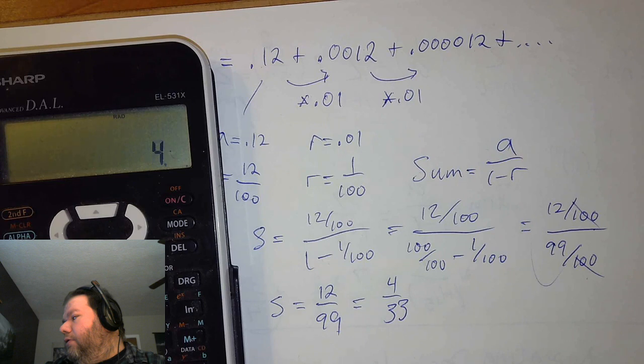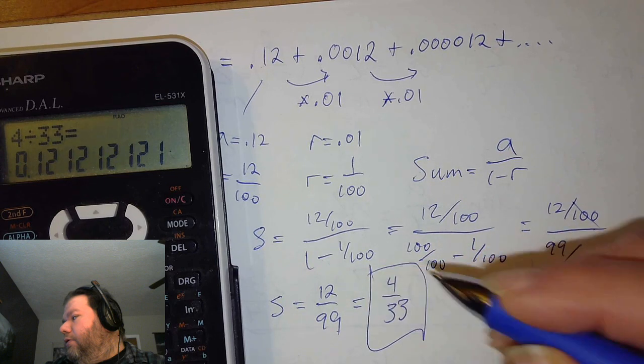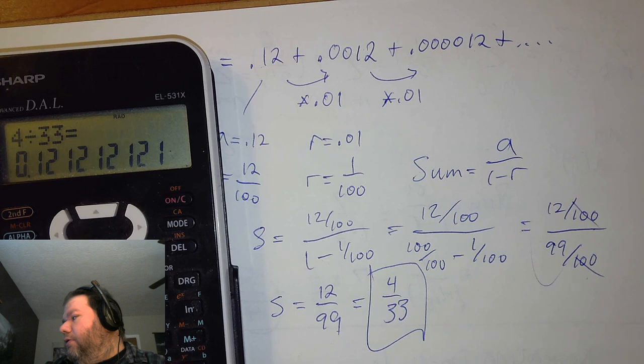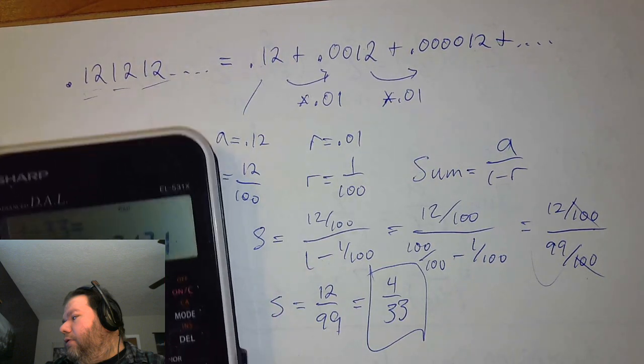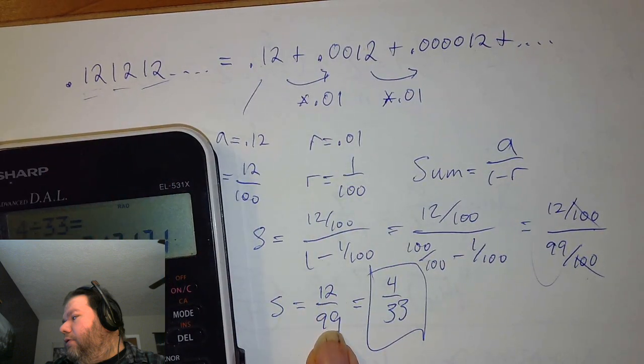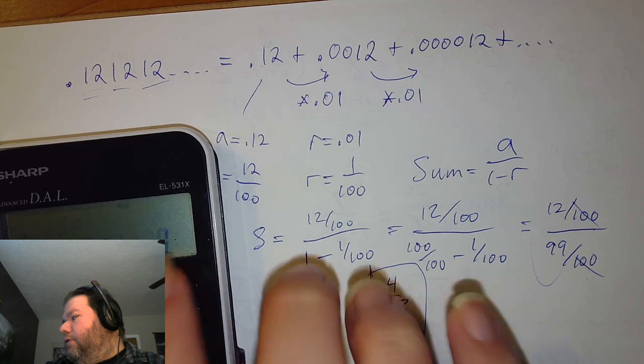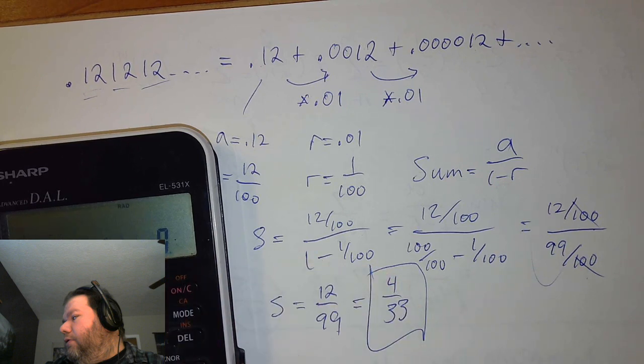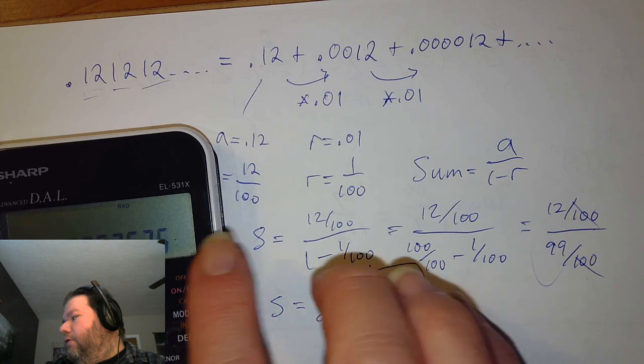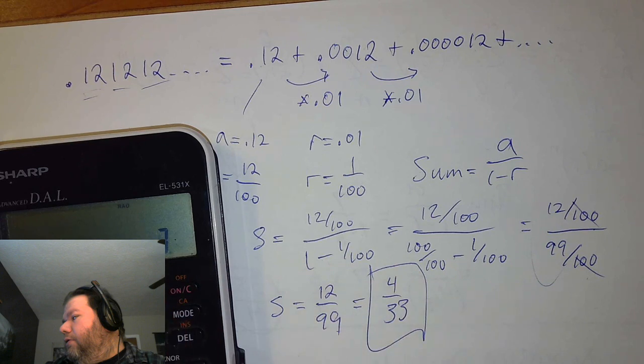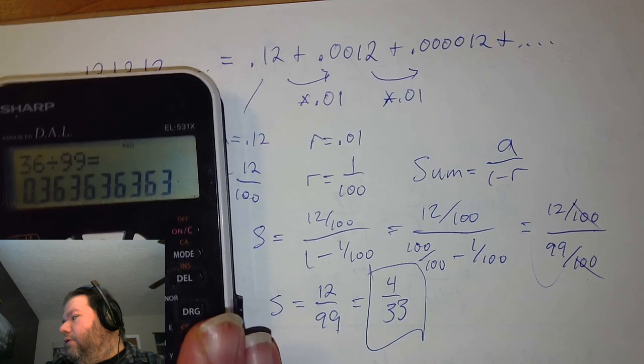Now, 4 divided by 33, just to double check, you see this 0.121212 repeating. So it does fit the pattern that we are working with. And you might say, well, anytime we have a 2-digit repeating decimal, it's just that number over 99. And that's true. So if we had 0.36363636 repeating, then that would just be 36 over 99. And that's correct.